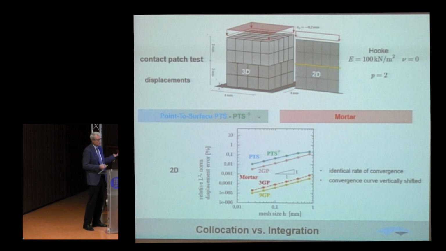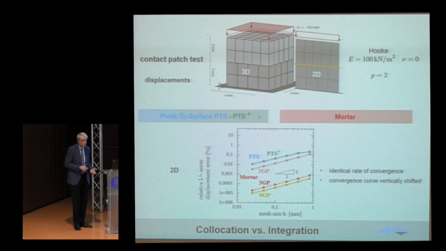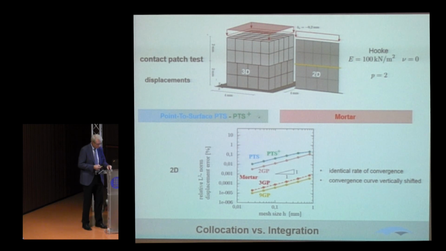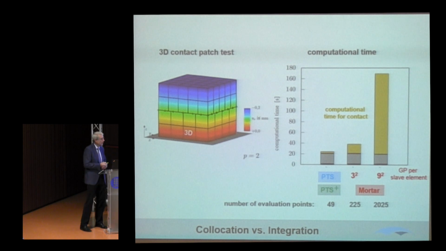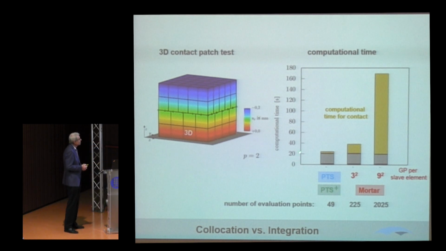So you can ask yourself, why don't you use more collocation points? I said you are restricted to the number of values coming from the NURBS discretization.